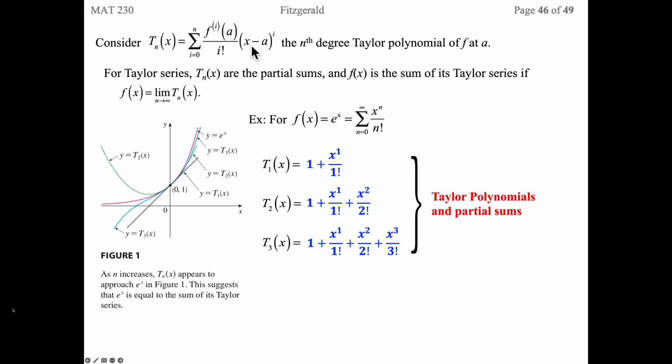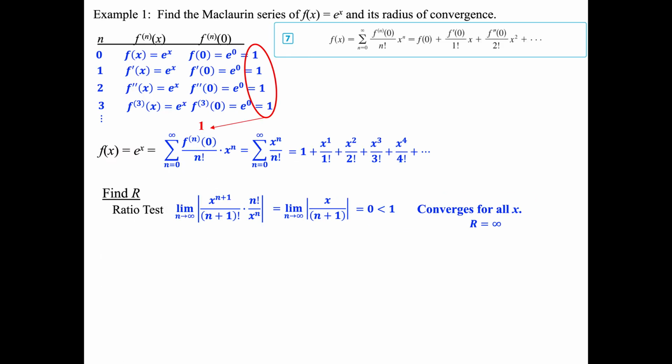Example 2, find the Maclaurin series for f of x equals cosine of x. All right, so again, that's my Taylor series. If I go back a little bit further, we need this definition right here. So again, we have to find our derivative values.